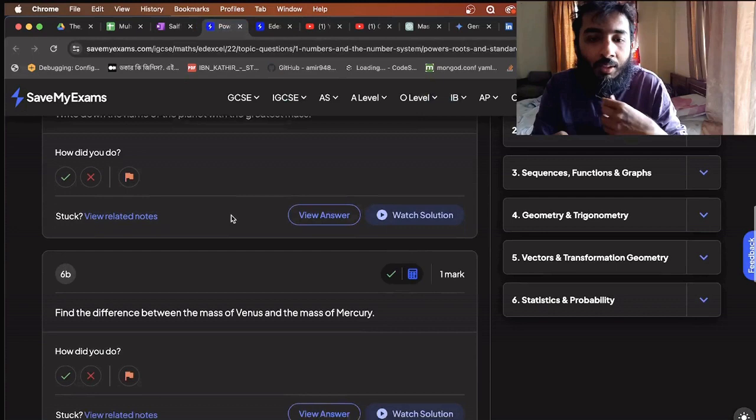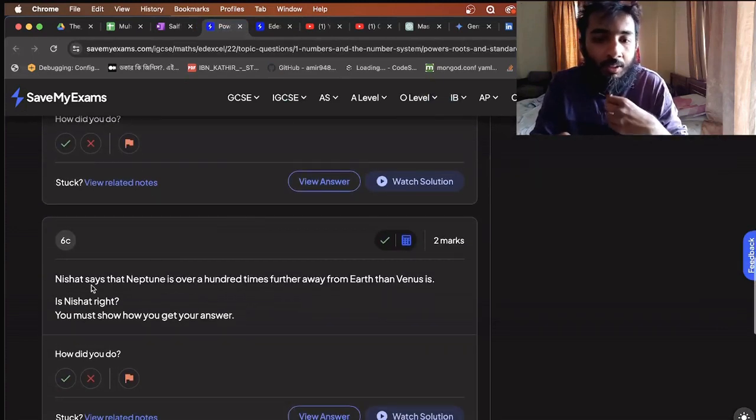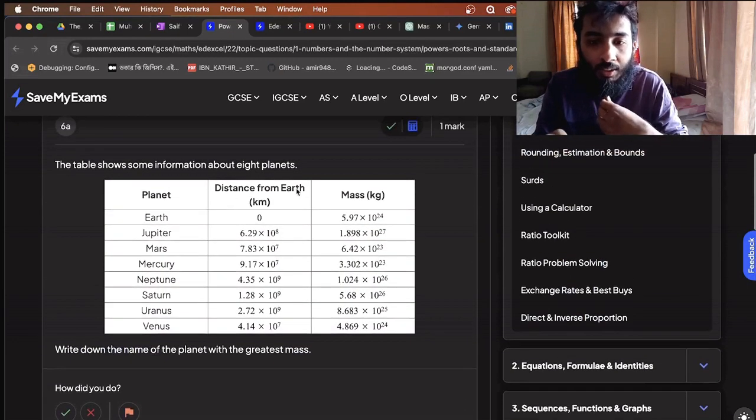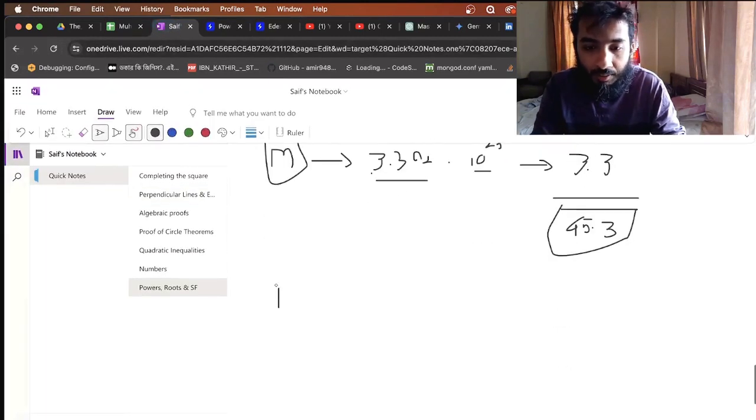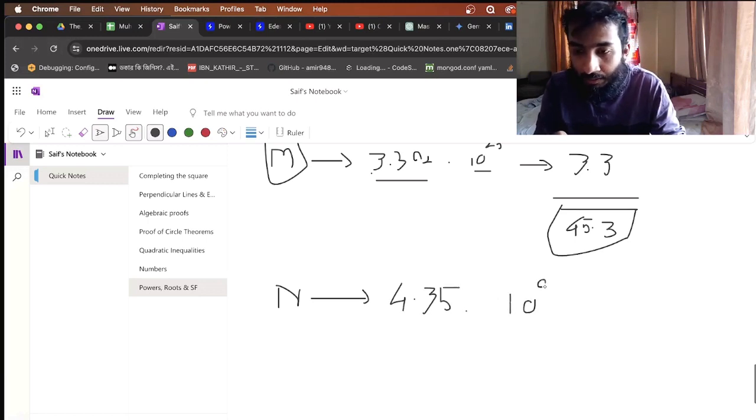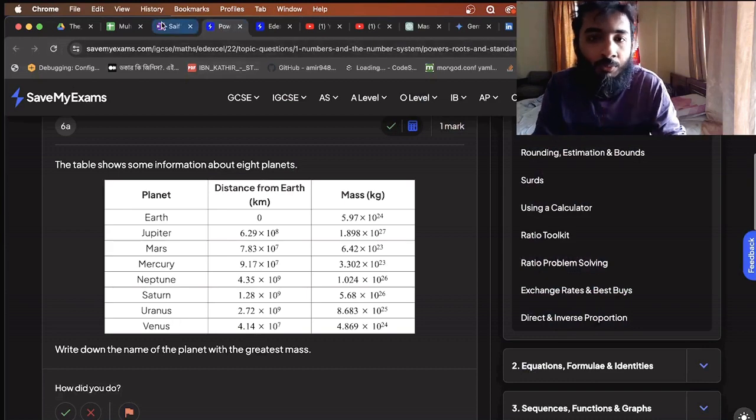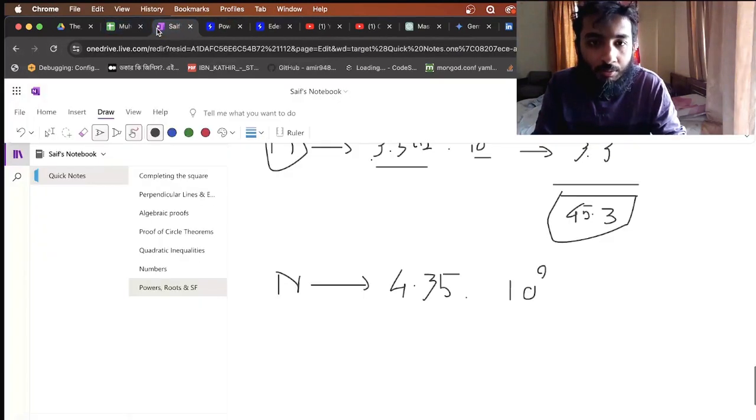So if I look at the third part of the problem, 6c, it says Nishat says that Neptune is over 100 times further away from the Earth than Venus is. If you look at the distance from Earth, for Neptune it is 4.35 multiplied by 10 to the power 9, and for Venus it is 4.14 into 10 to the power 7.